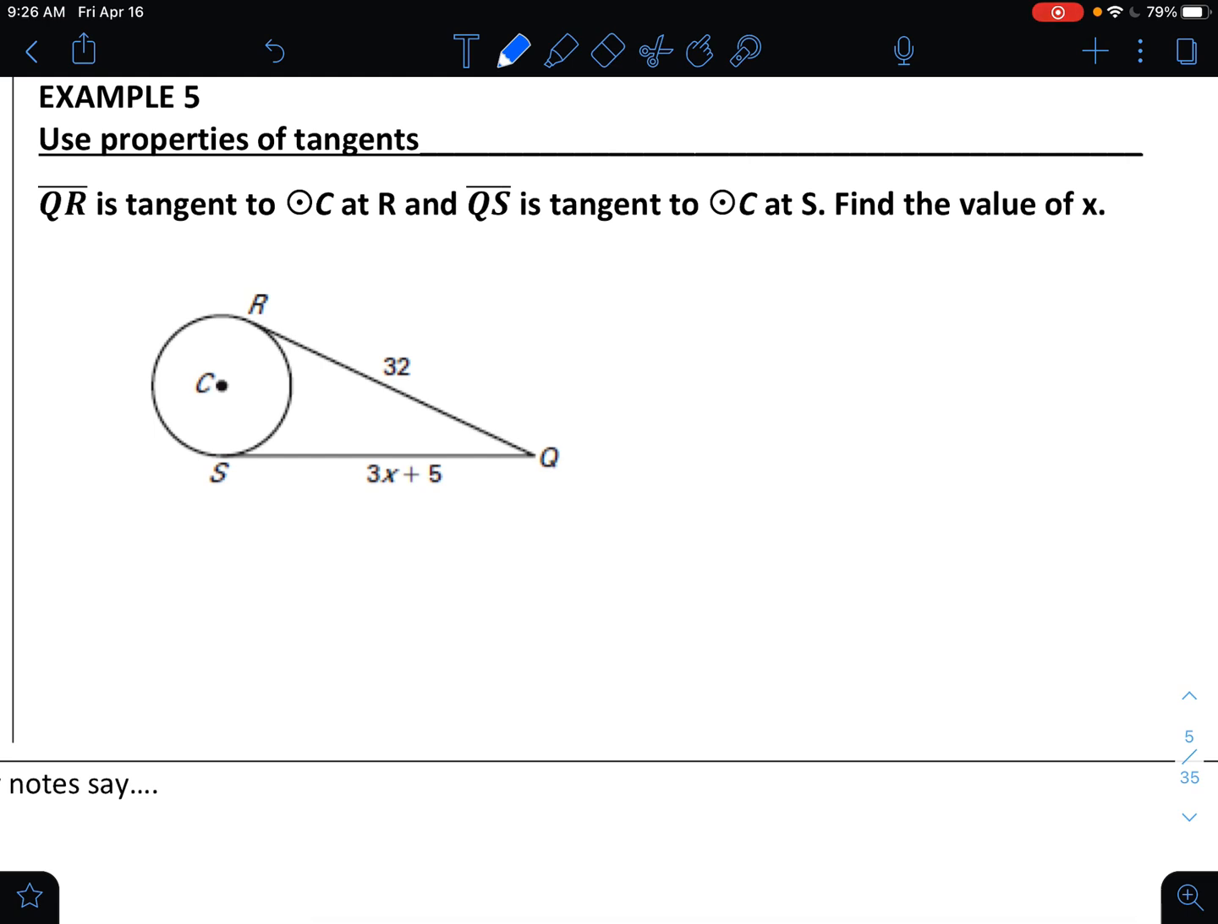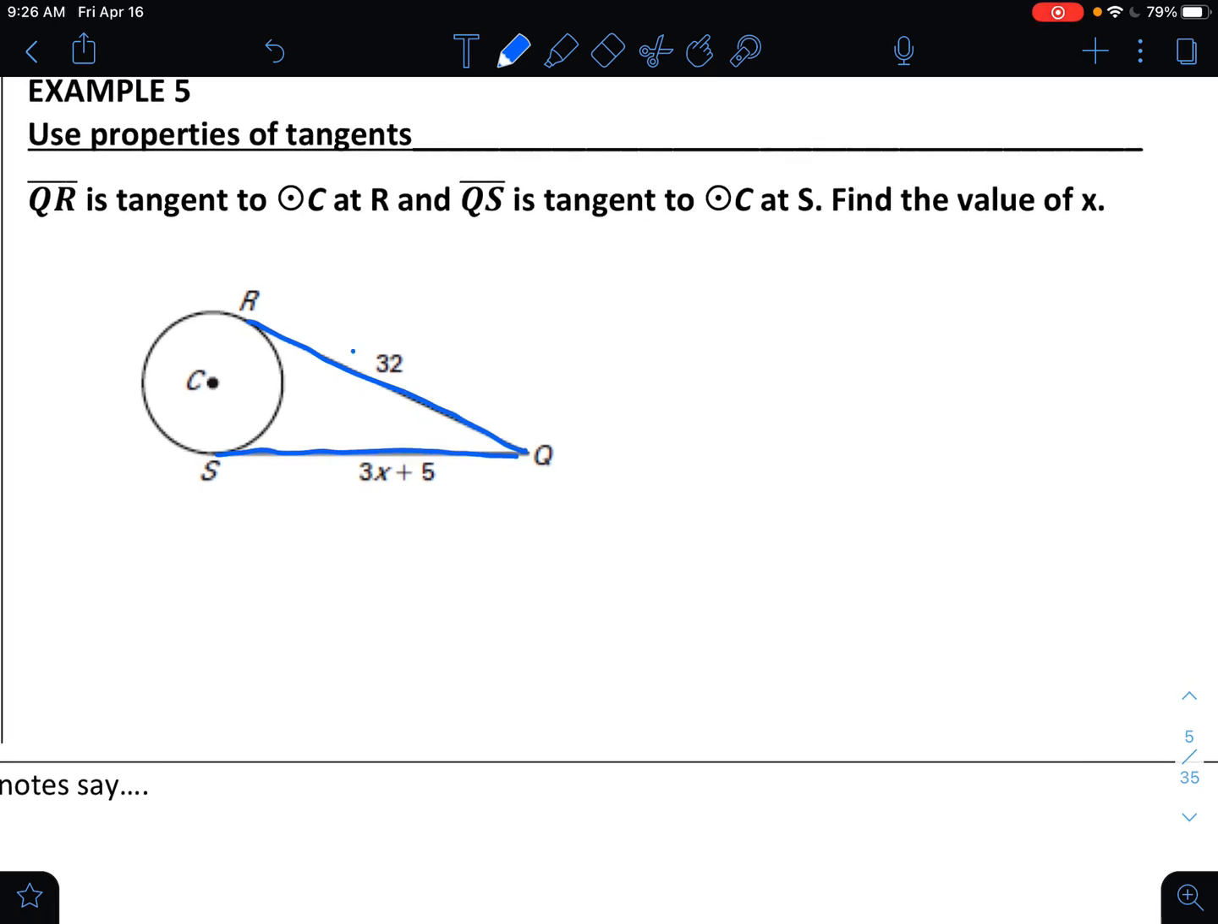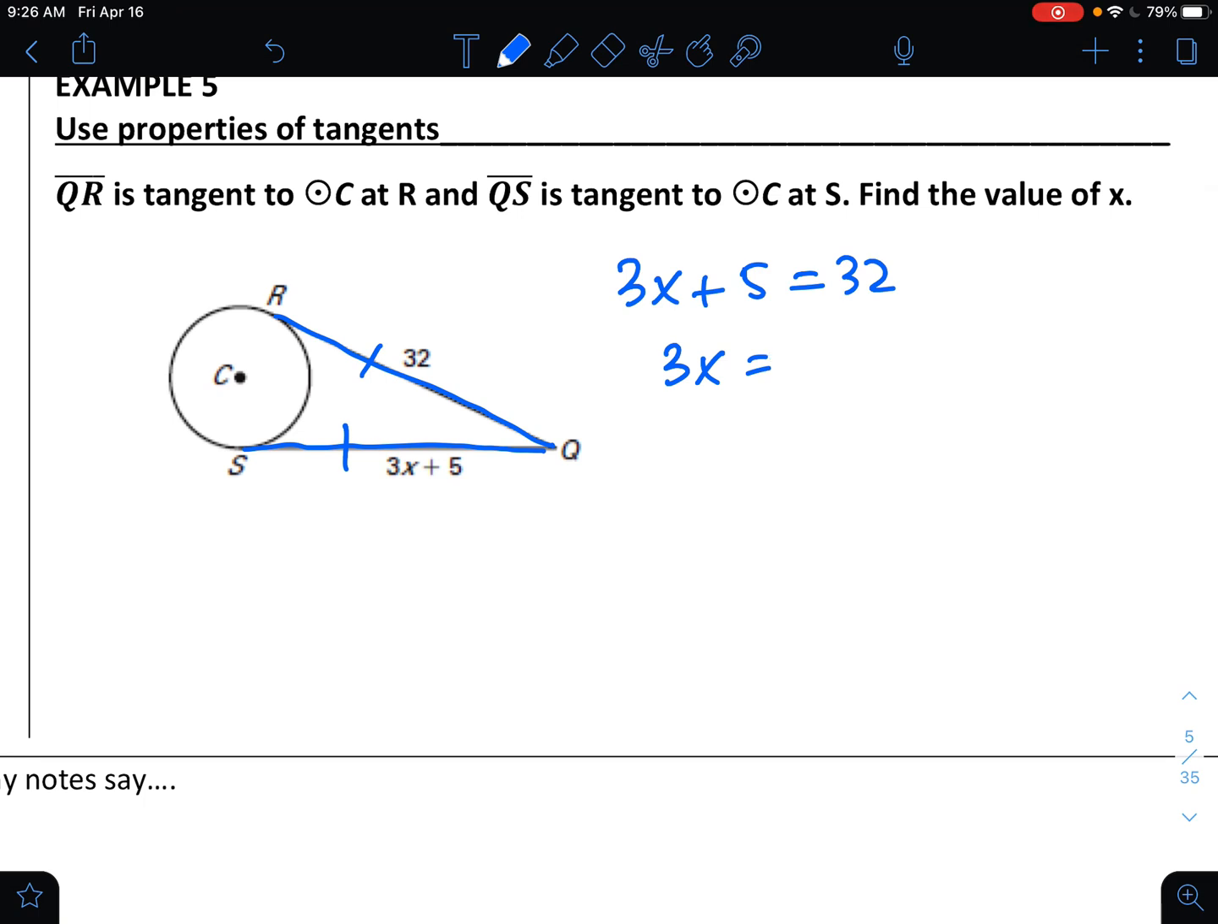Okay, one more example here. QR is tangent to circle C at R. Okay, so this segment is tangent. QS is tangent to circle C at S. So we are told they're tangent. Find the value of x. So based on my rule above, if they're tangent, their distances to the circle are the same. Their lengths are the same. So now that I recognize that, I can just write an equation and we can solve for x. Okay, but the underlying idea is that tangent. So take away 5, 130, 27. Divide by 3, so it looks like we get 9 here.